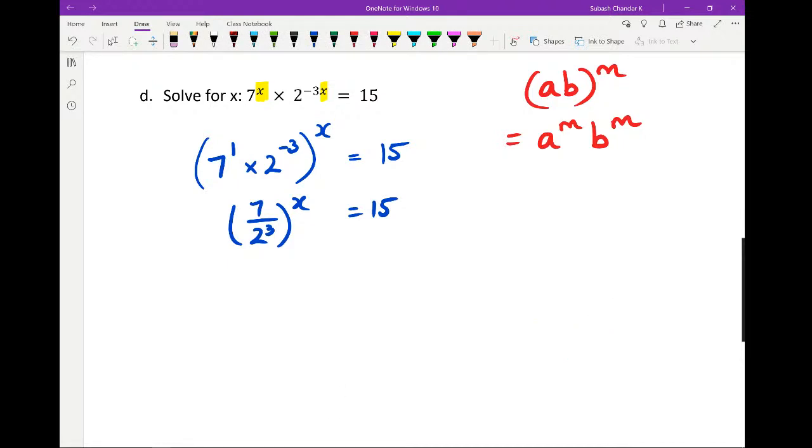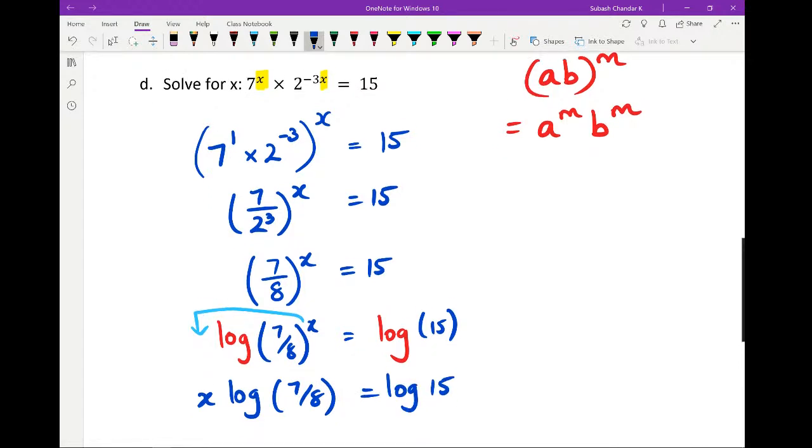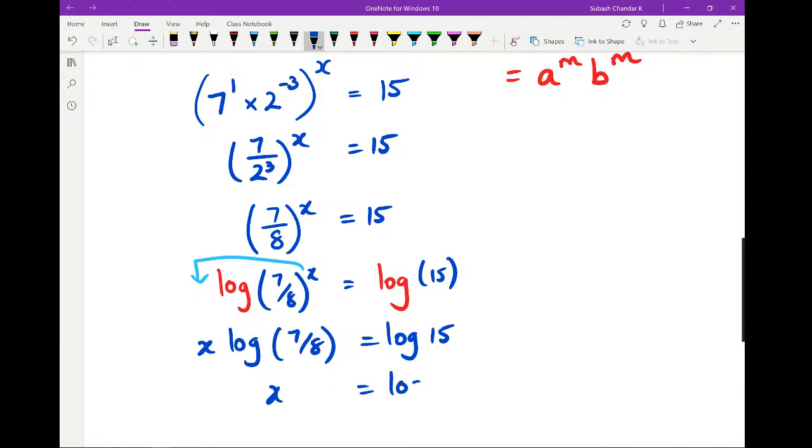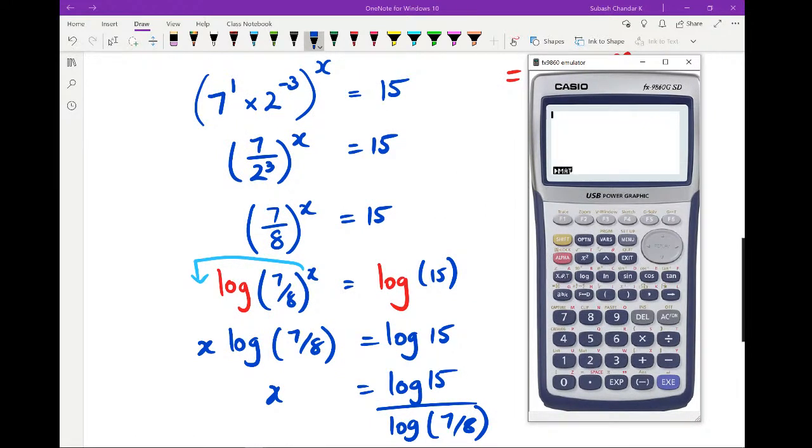So once we get this we can rewrite this as 7 over 8 to the power of x equals 15. Then take logs of both sides. So we're going to take log here of 15. So what's going to happen is we're going to get x log 7/8 equals log of 15. Our next step is bring x to the front. We're going to get x log 7 over 8 equals log 15, and then x equals log 15 divided by log 7/8, which is, we got minus 20.28.